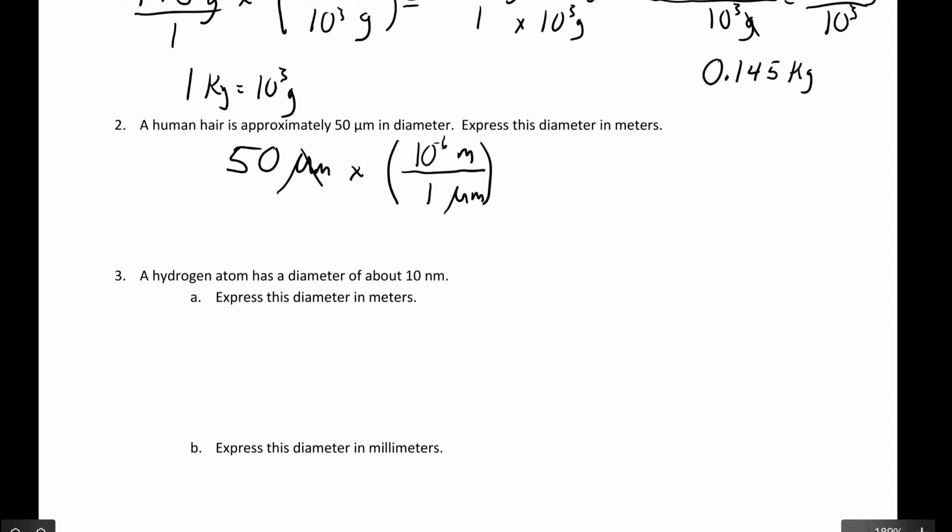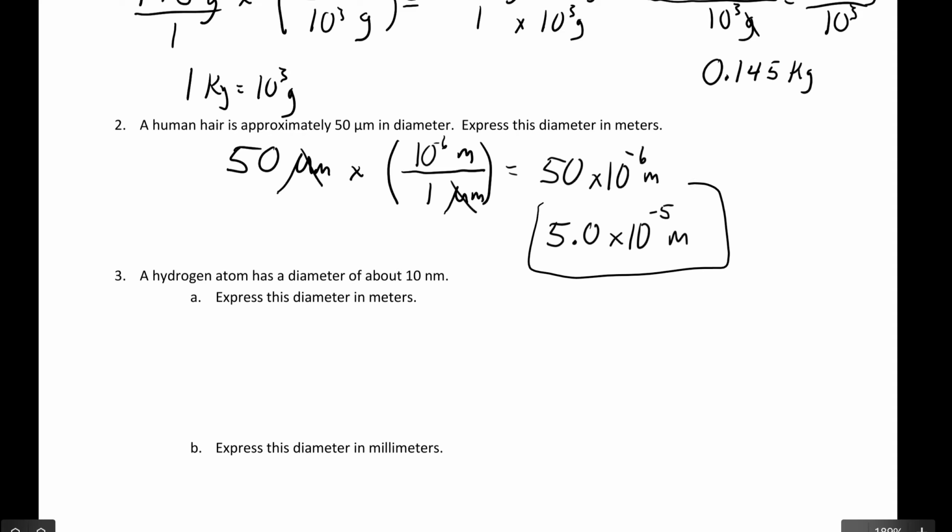And then you could cancel out. And then you could even just write, okay, that's 50 times 10 to the negative 6 meters. But that's not correct scientific notation. It should be 5.0 times 10 to the negative 5th meter. So number 3, so that's the answer there.